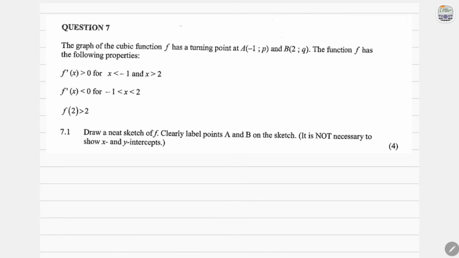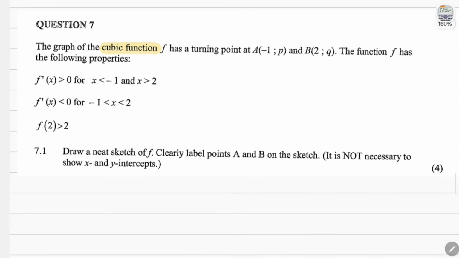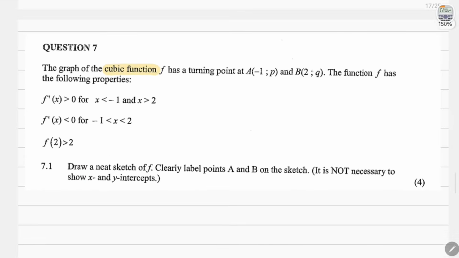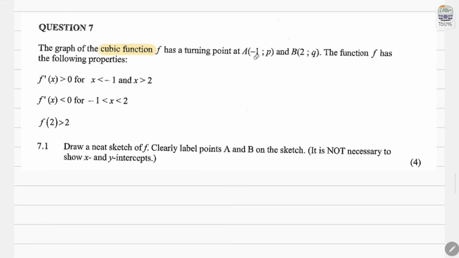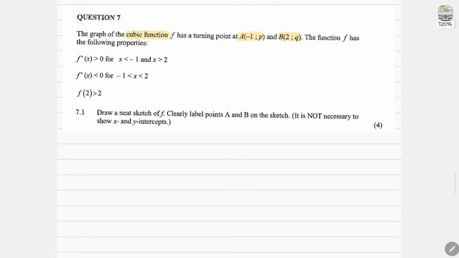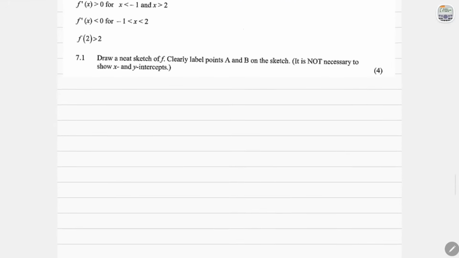Question 7 says, the graph of the cubic function f. Okay, so they're already telling us it's a cubic function. The graph of the cubic function f has a turning point a, which is negative 1 and p, and b, 2 and q. So they just don't tell us the y values. The function f has the following properties. Okay, it's best we just start drawing at this point.